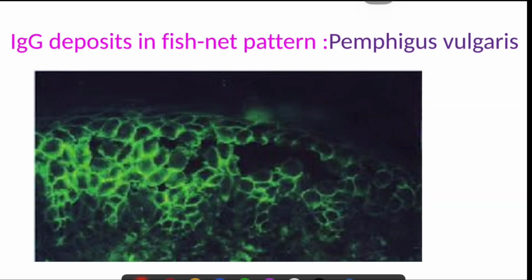So here IgG deposits in a fish net pattern. So this is pemphigus vulgaris. Here you can identify this is a fish net pattern where IgG deposition is present. So that's why these cells are separated from each other, because of this antibody against the desmosome.